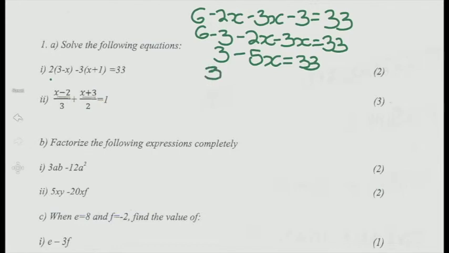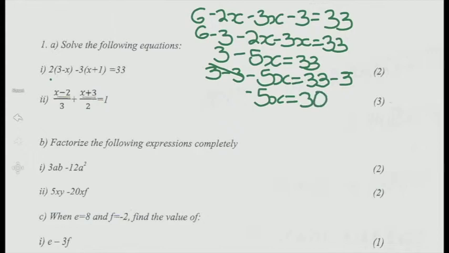So it's 3 minus 5x, which is equals to 33 minus 3. Here we have a 0 because 3 minus 3 gives us a 0. We are left with negative 5x is equals to 33 minus 3, which is equals to 30. We divide by the negative 5. We divide by negative 5.